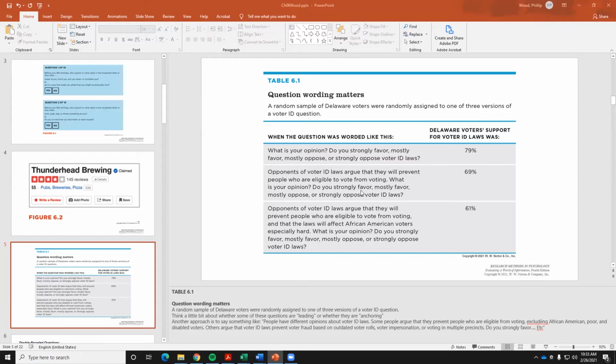Or to be more balanced, would you have better information if you said something like, people have different ideas about voter ID laws. Some people say that this disadvantages people of color and disabled voters. Others argue that it will prevent voter ID fraud. What do you favor? By front loading that information about what the arguments are, you're going to get better information.